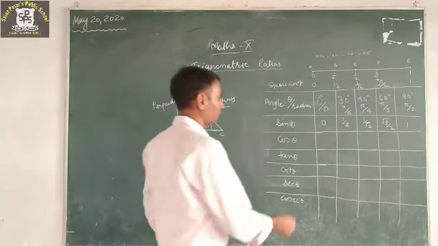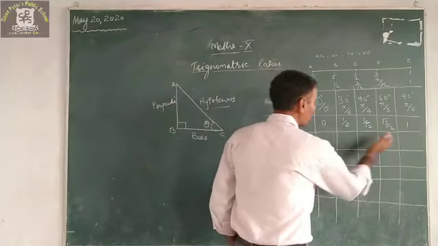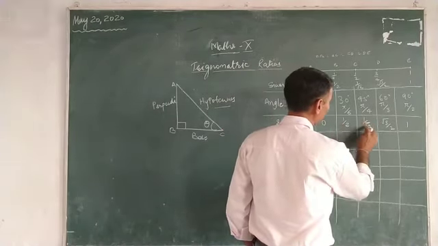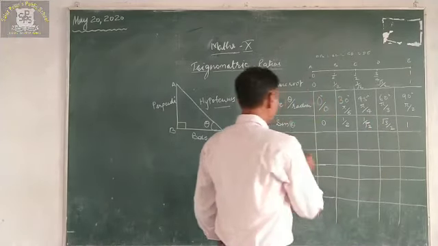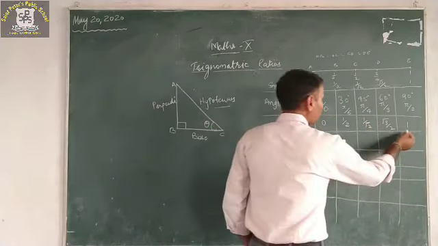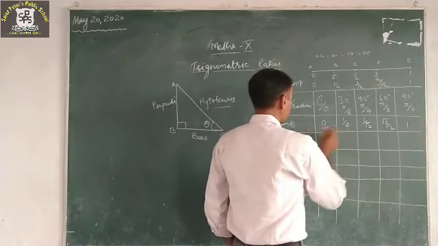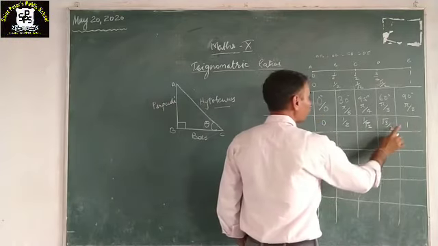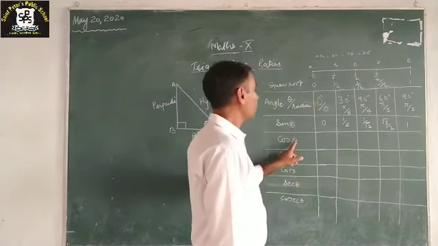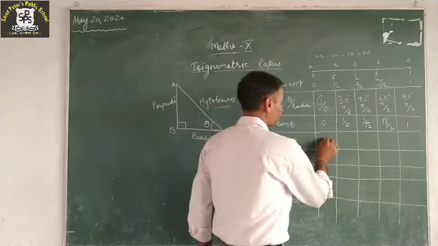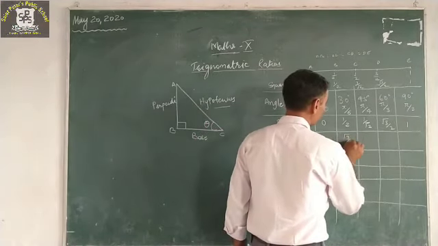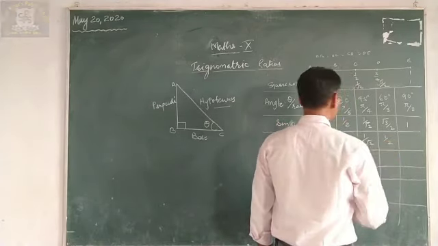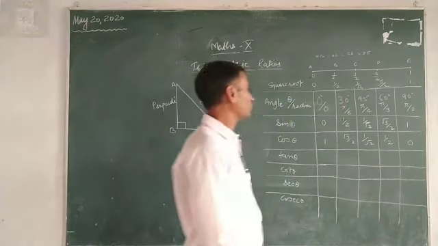For cos theta, reverse the order of these numbers. We have 5 values: 0, half, 1 upon root 2, root 3 by 2 and 1. For cos theta, reverse the order of these values. So if sin 90 degree was 1, then the value of cos 0 degree will be equal to 1, then it will be root 3 by 2, then 1 upon root 2, then 1 upon 2, and cos 90 will be equal to 0.